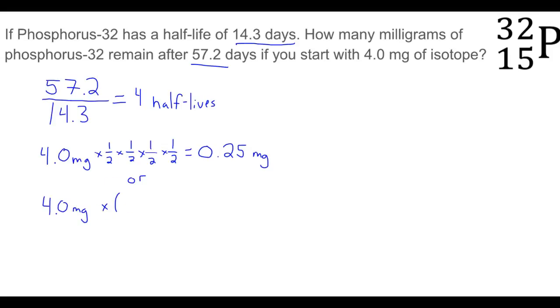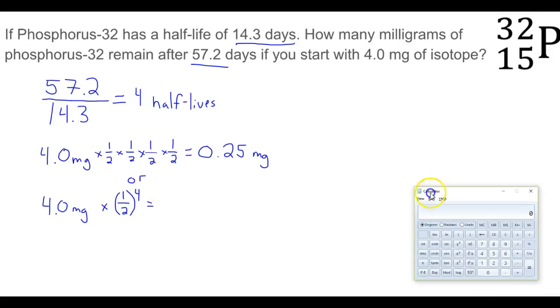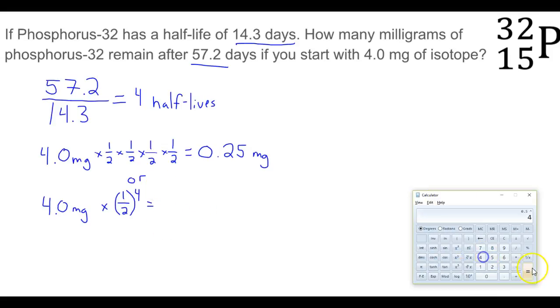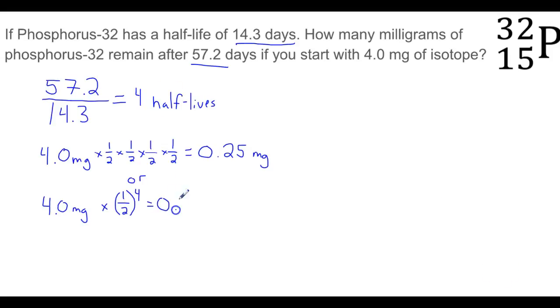Another way to do this is take 4 milligrams times 1 half to the 4th power, with 4 representing the number of half-lives that we're talking about. You do that, you're going to actually get the exact same result. So raise that to the 4th power, multiply that by 4, and you get 0.25 milligrams.